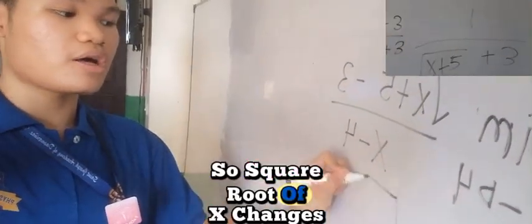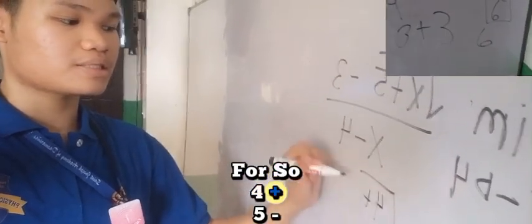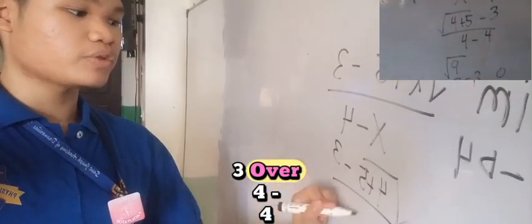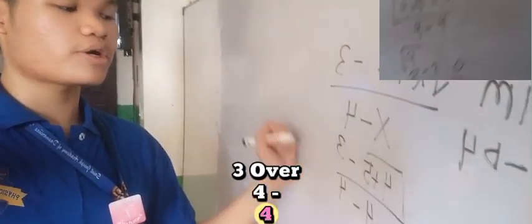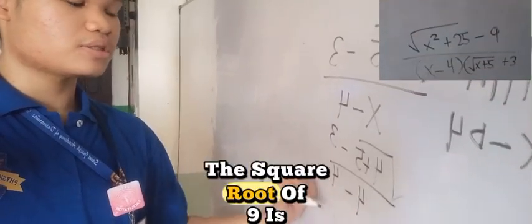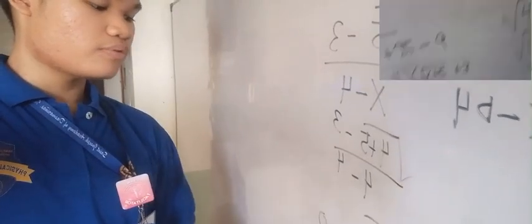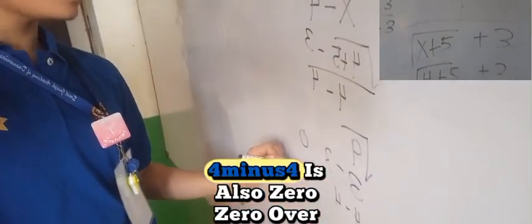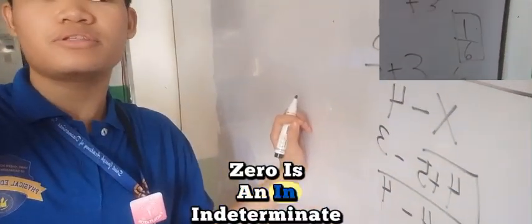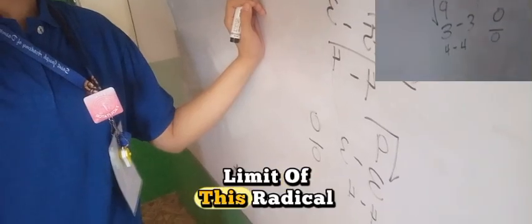So square root of x changes to 4, so 4 plus 5 minus 3 over 4 minus 4. 4 plus 5 is 9, so the square root of 9 is 3. 3 minus 3 is 0. 4 minus 4 is also 0. 0 over 0 is an indeterminate form, so we cannot find the limit of this radical yet.